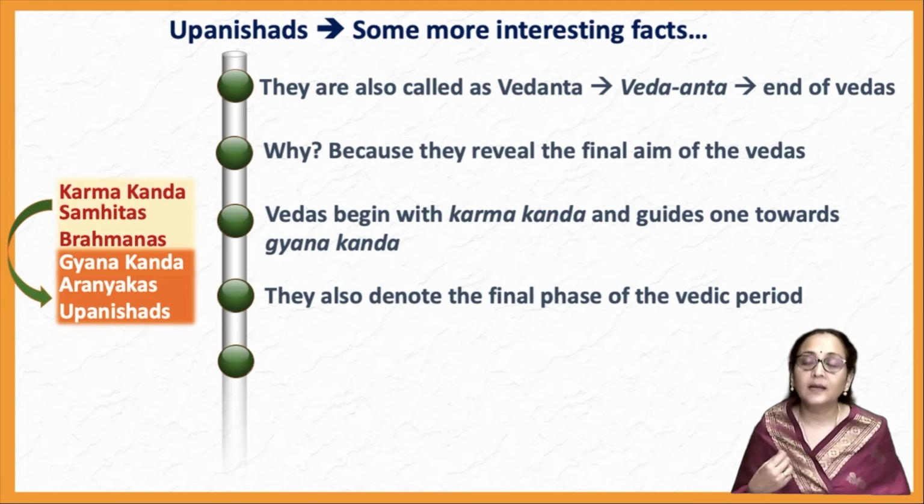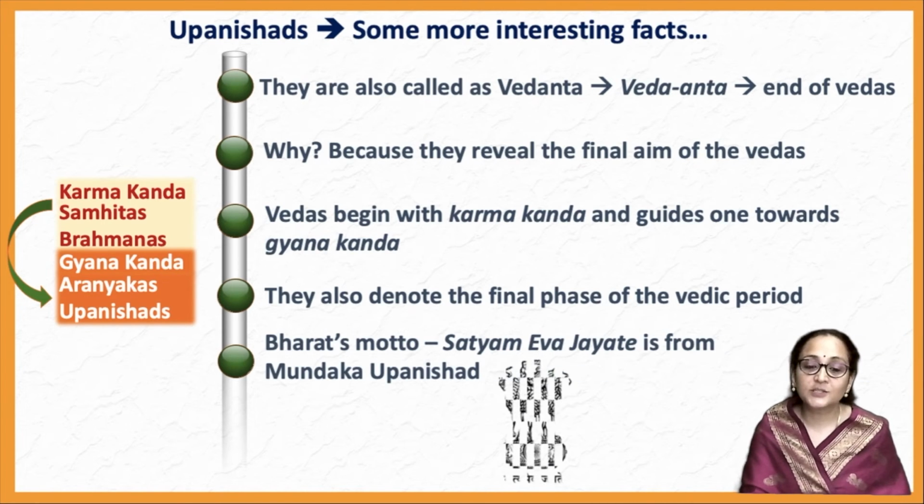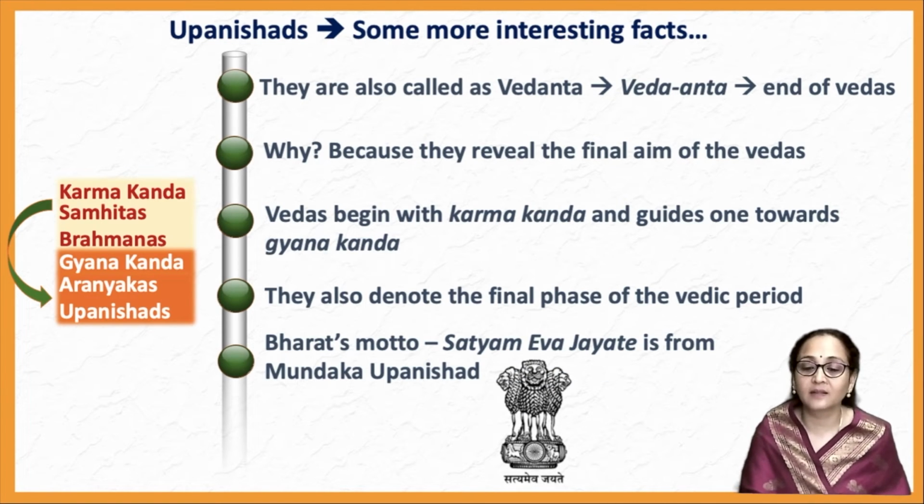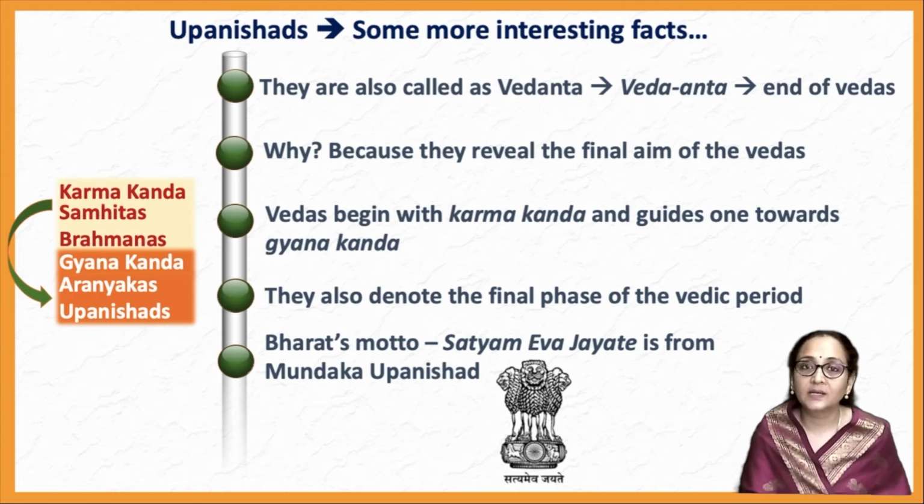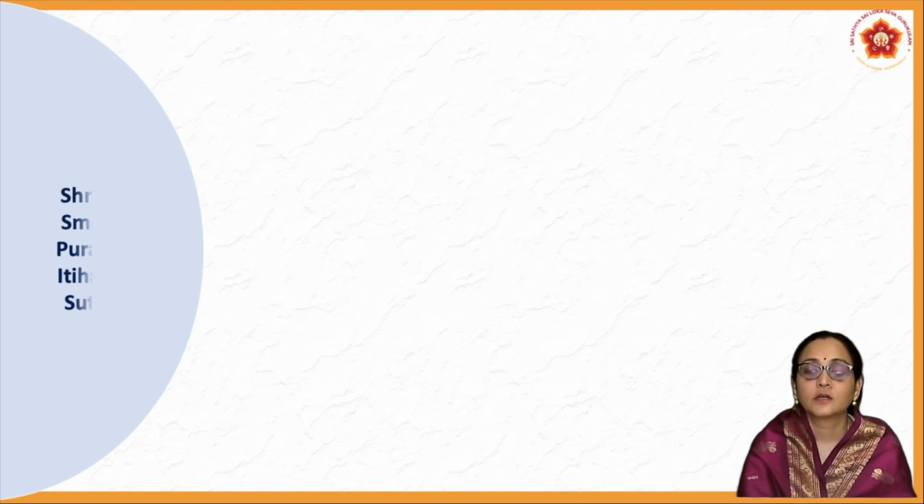Secondly, they denote the last phase of the Vedic period chronologically. And our nation's motto, Satyameva Jayate, is actually taken from the Mundakopanishad. Mundakopanishad is one of the 10 most popular Upanishads, which we call Dashopanishad. Now let's talk about Shruti, Smritis, Puranas and Itihasas.